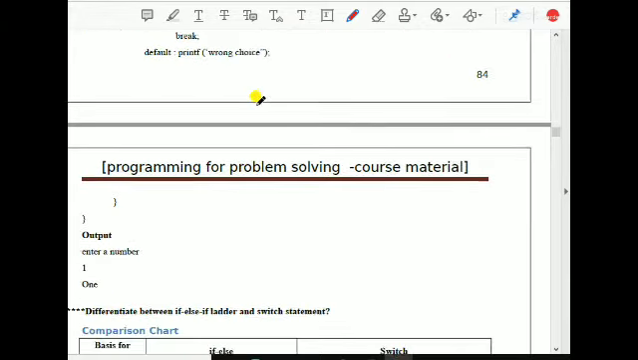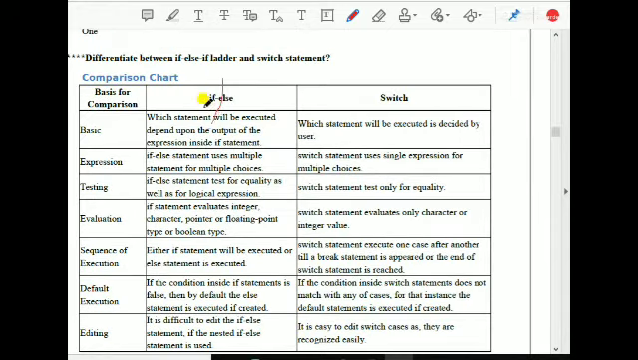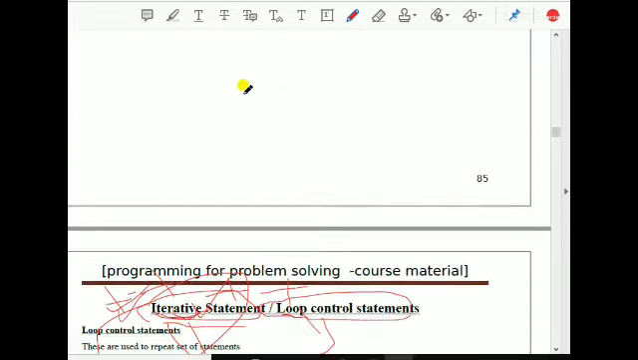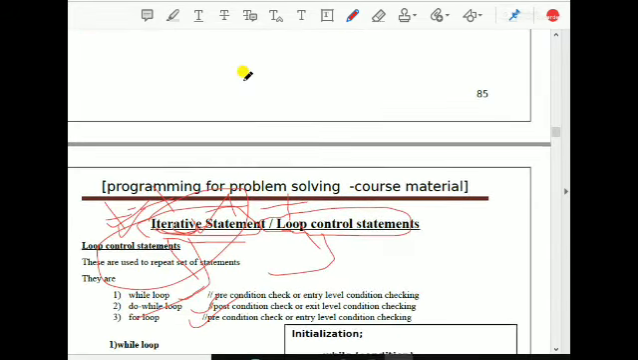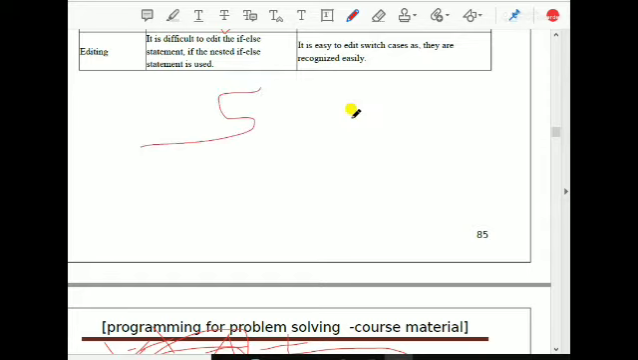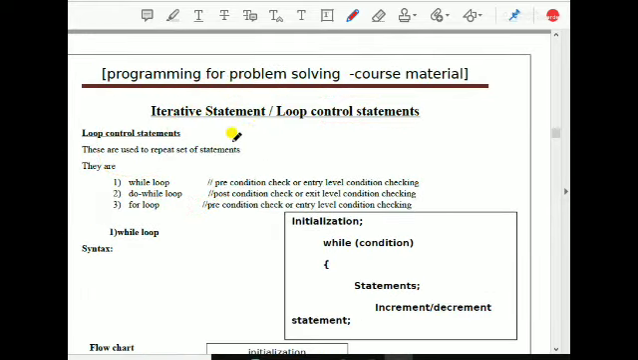Don't write the example. If you are interested you can write it, but I suggest don't write. Comparison will not be asked in the exam anyhow, but here they have said it is important. In my exam, as per my experience, they will not ask, but if you want to study, you can study. I have already explained many things. So till here I have explained 5 questions, I think 5 or 4, and after it we are going to iterative statements.